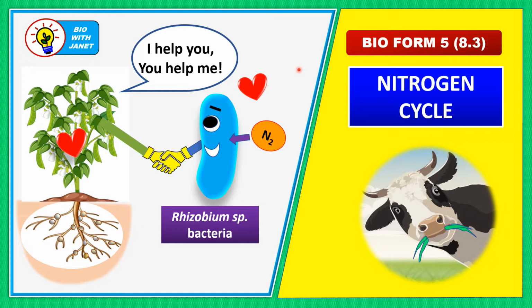So how does it get into the soil where it can be absorbed by plants? And how does it get into the bodies of organisms like animals, like cows and humans? So let's find out more about the nitrogen cycle.